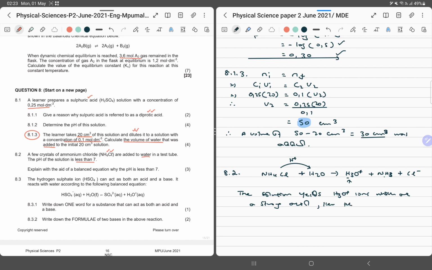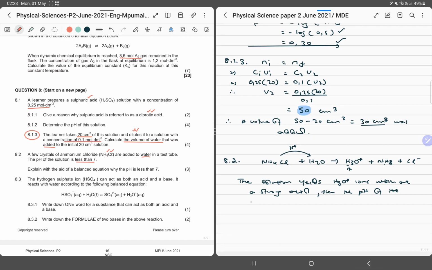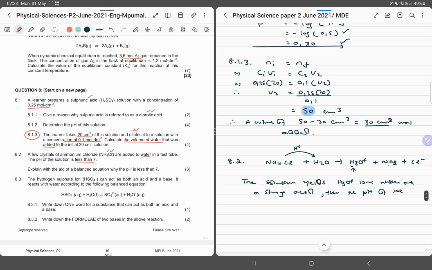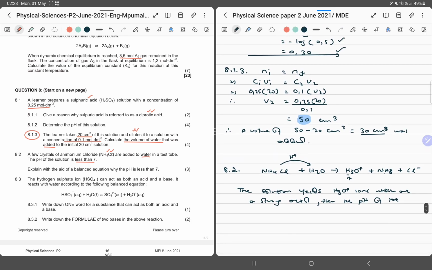Then the pH of the end solution, ion, what is that? Of the end solution will be acidic. Okay, so that is the story right there. That is the story right there.